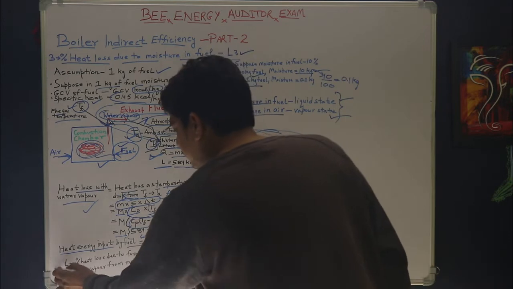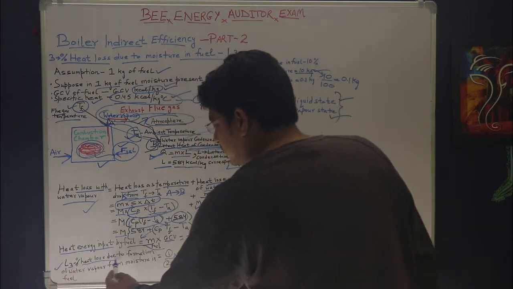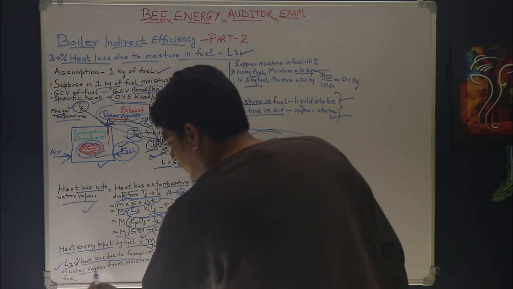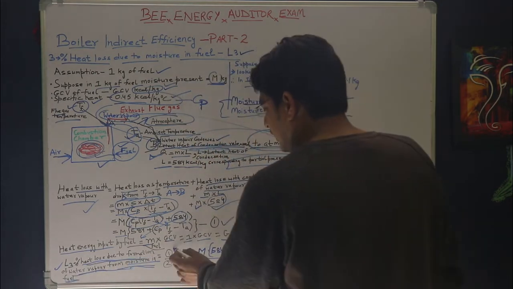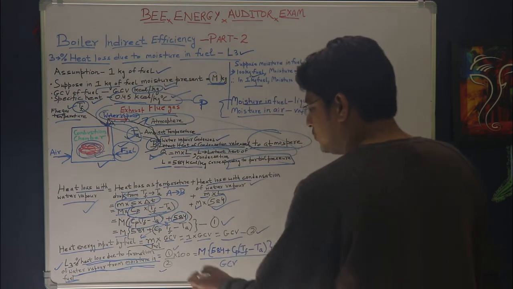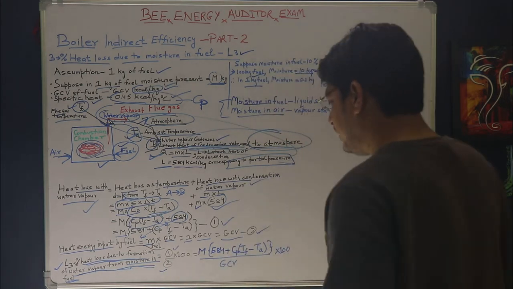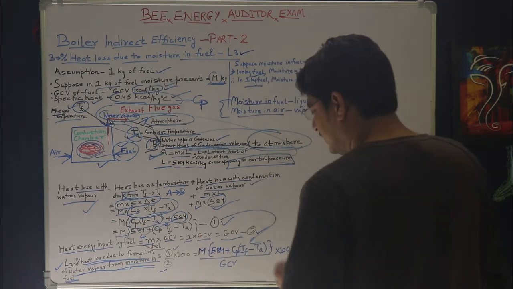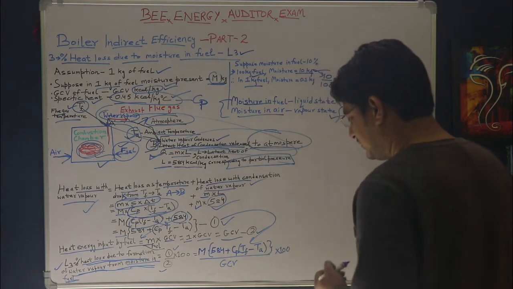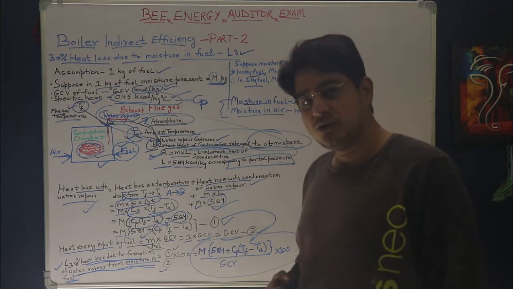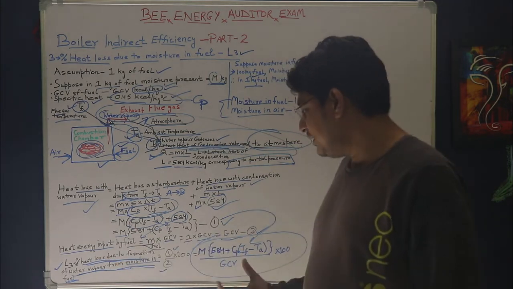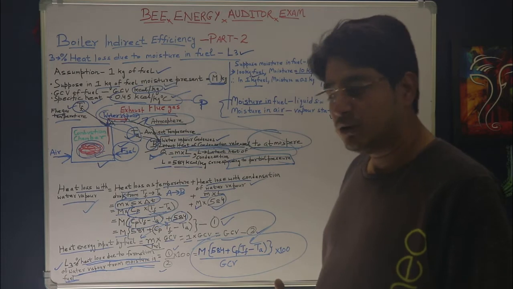Now L3. What is L3? Percentage heat loss due to formation of water vapor from moisture present in fuel will be given by equation 1 divided by equation 2 multiplied by 100, and it will come as m [584 plus Cp (Tf minus Ta)] divided by GCV multiplied by 100. So friends, I hope now L3 is very much clear.